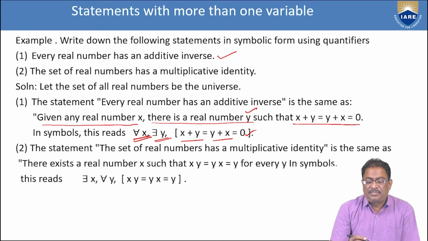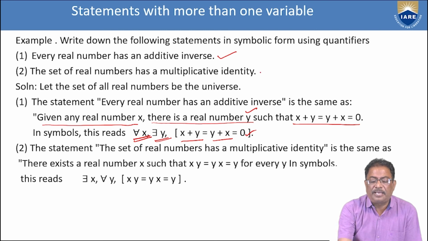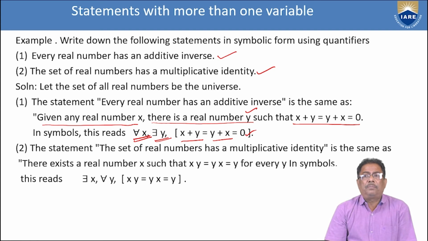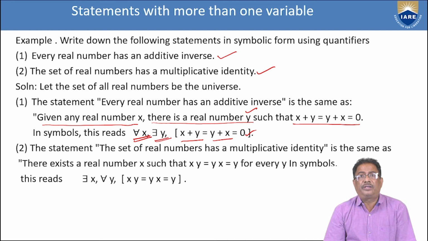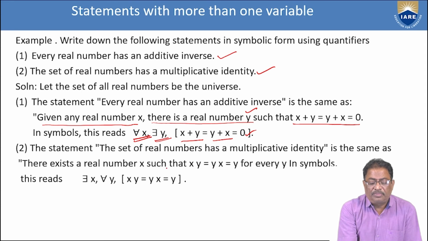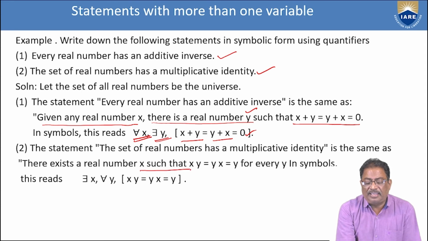Then the second one is that the set of real numbers has a multiplicative identity. If I am taking x, then there exists another y which is 1 by x. And what we are going to call the multiplicative identity is 1. So for every y there exists x such that xy = yx = y.